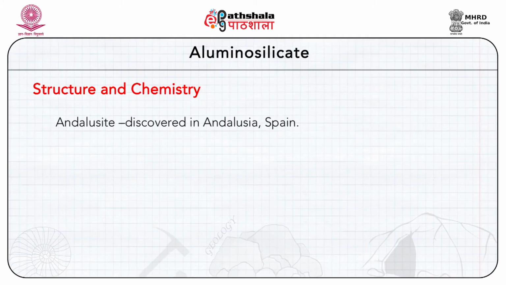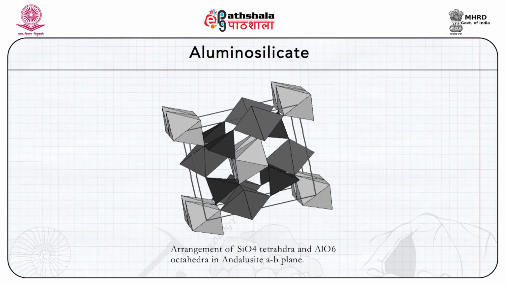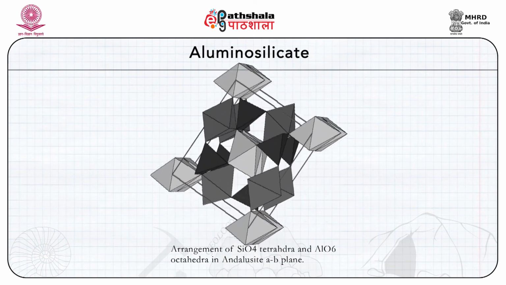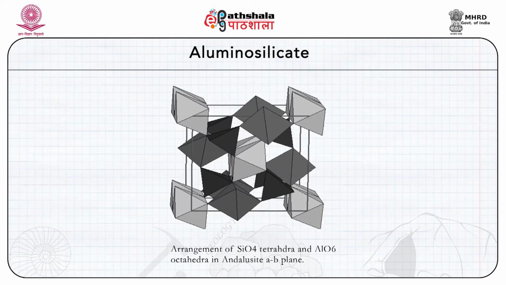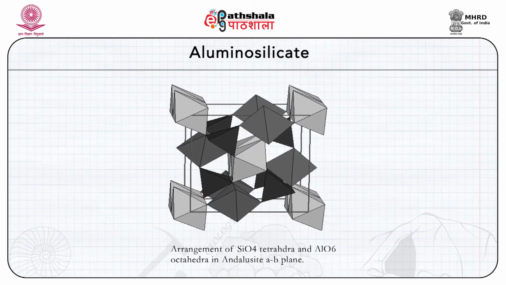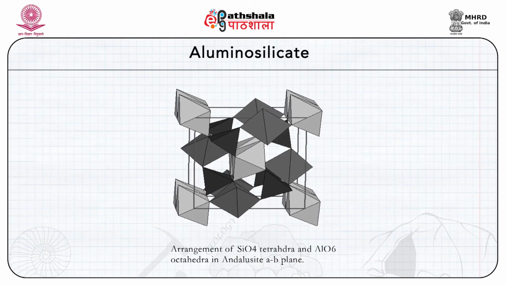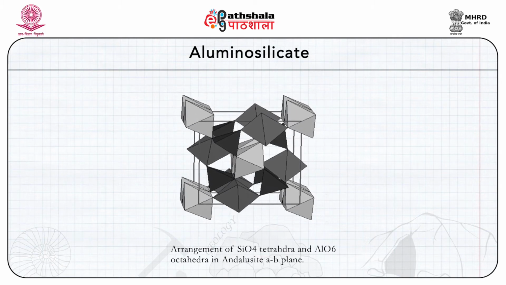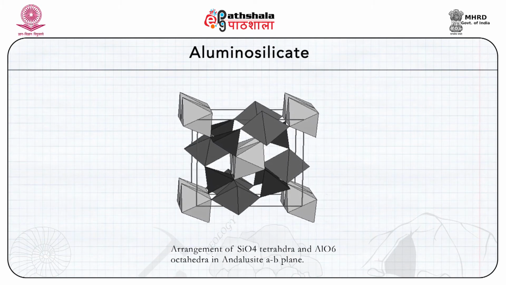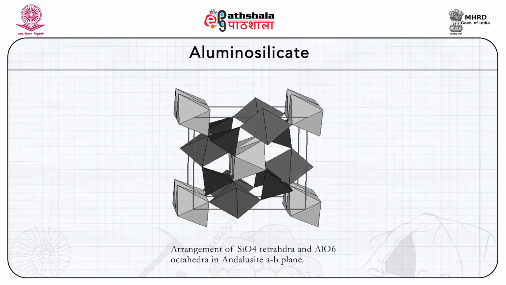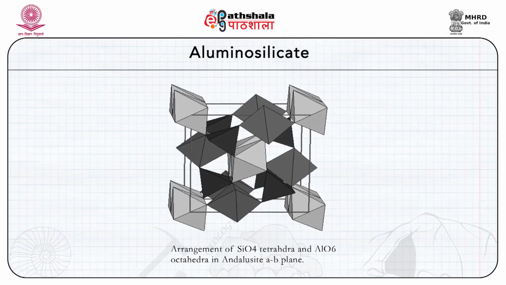Now, we will talk about andalusite. Andalusite was discovered in Andalusia in Spain. It has chains of edge sharing AlO6 octahedral groups parallel to the c axis. Lateral linkages between the octahedra are provided by silicon between 4 tetrahedrally arranged oxygen atoms, alternating with aluminum being between 5 oxygen atoms.